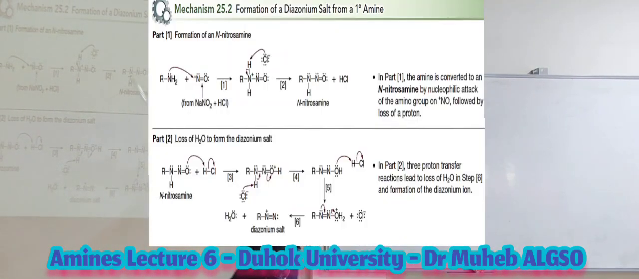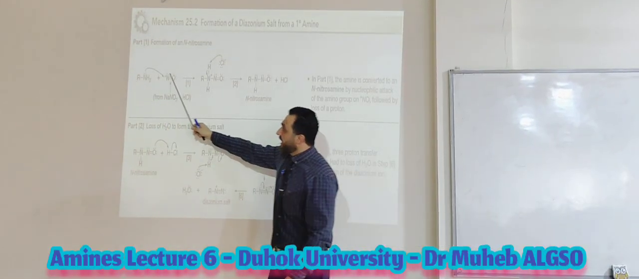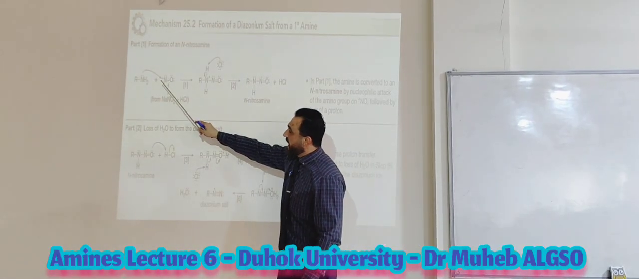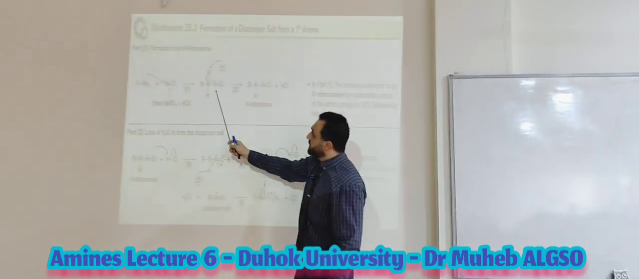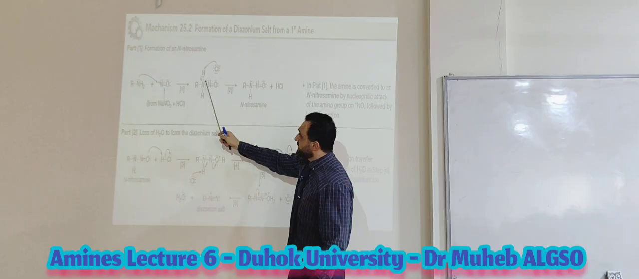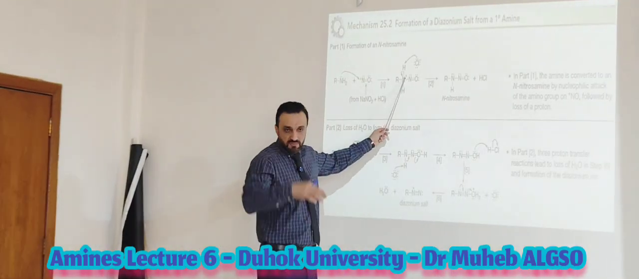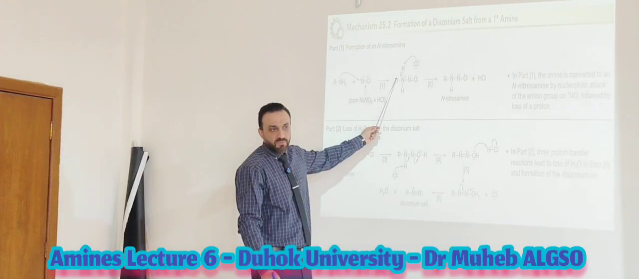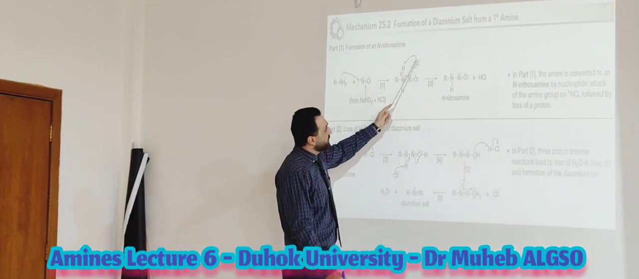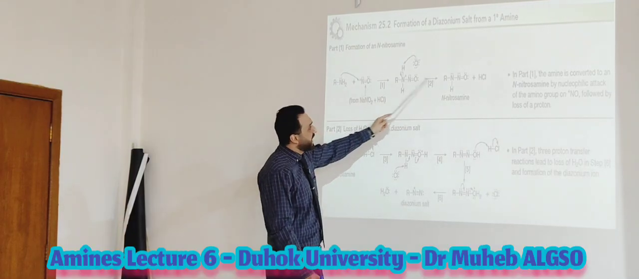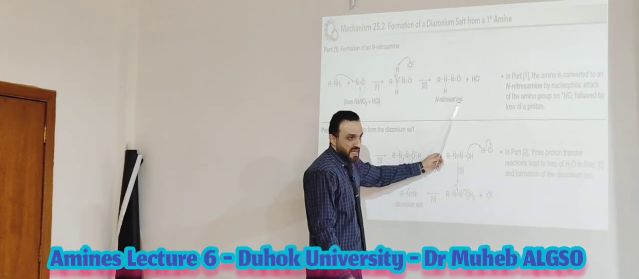In part number one, look, the lone pair of electrons on the amine works as a nucleophile and attacks the electrophile, this nitrogen. We have a new bond between this nitrogen and this nitrogen, and it gives this intermediate product with a positive charge on the nitrogen. Now, how can we remove the positive charge? By an acid-base reaction, by removing a proton. We have two protons here. Remove the first proton with Cl, and it will give you N-nitrosamine.